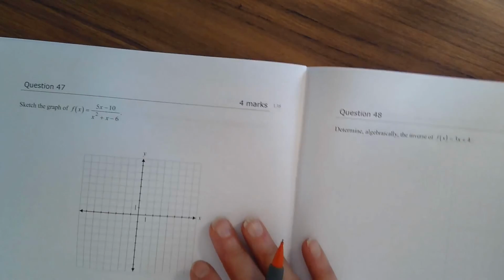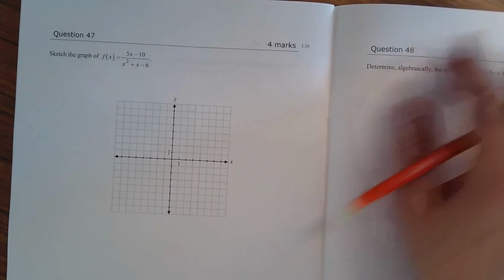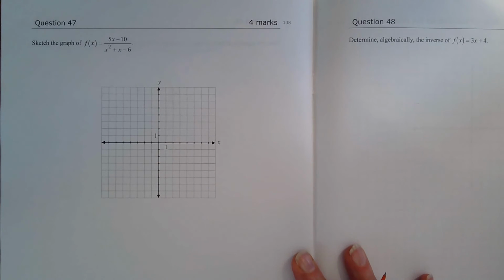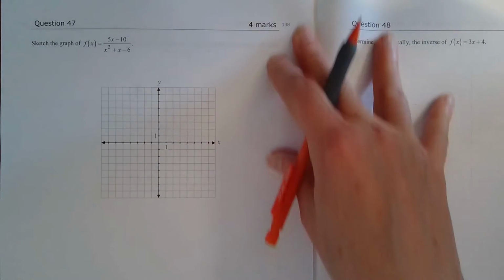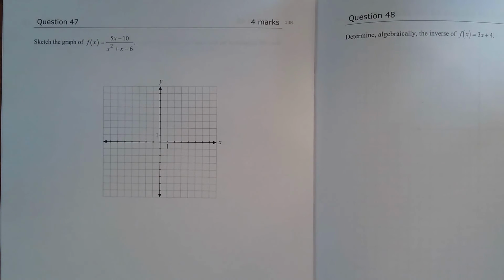And then the last one I'll make you do is this one, 47. So it says sketch the graph, and it's 4 marks. Sketch this graph. So I'm going to give you a couple minutes. The highest mark value in pre-cal is a 4-mark question, right? So this is one of the larger questions that you'll see.